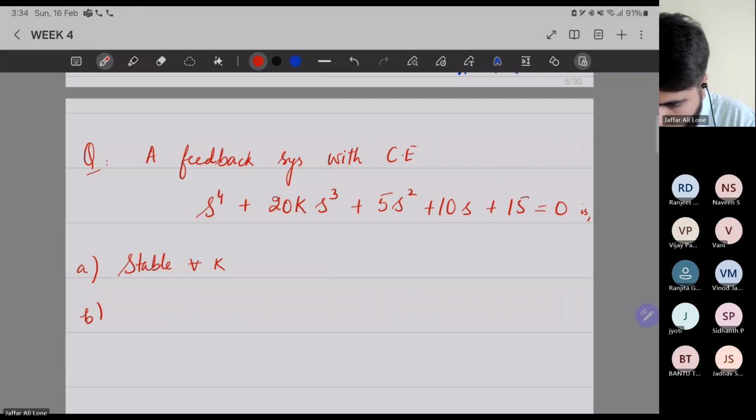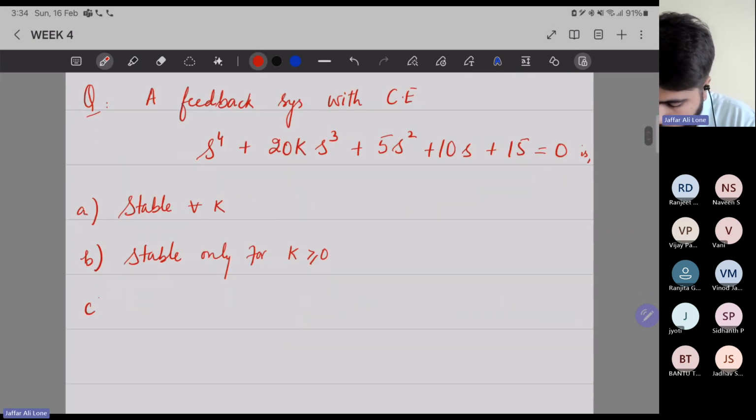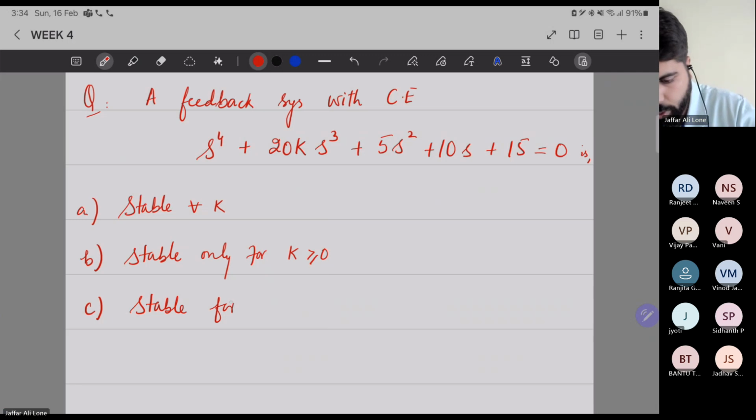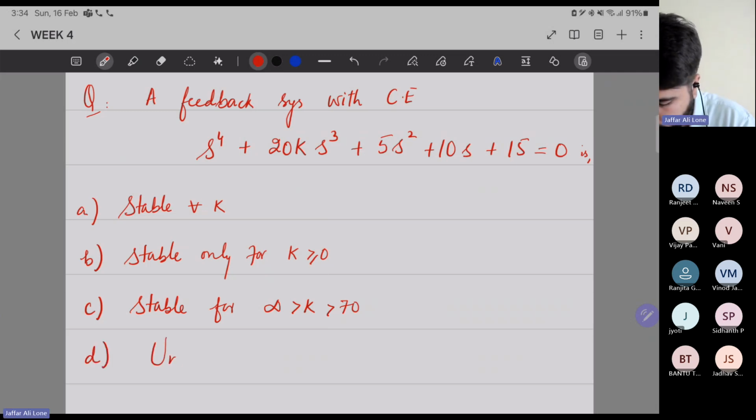Option B, stable only for K greater than or equal to 0. Option C, stable for infinity greater than K greater than 70. And option D, unstable for all values of K.